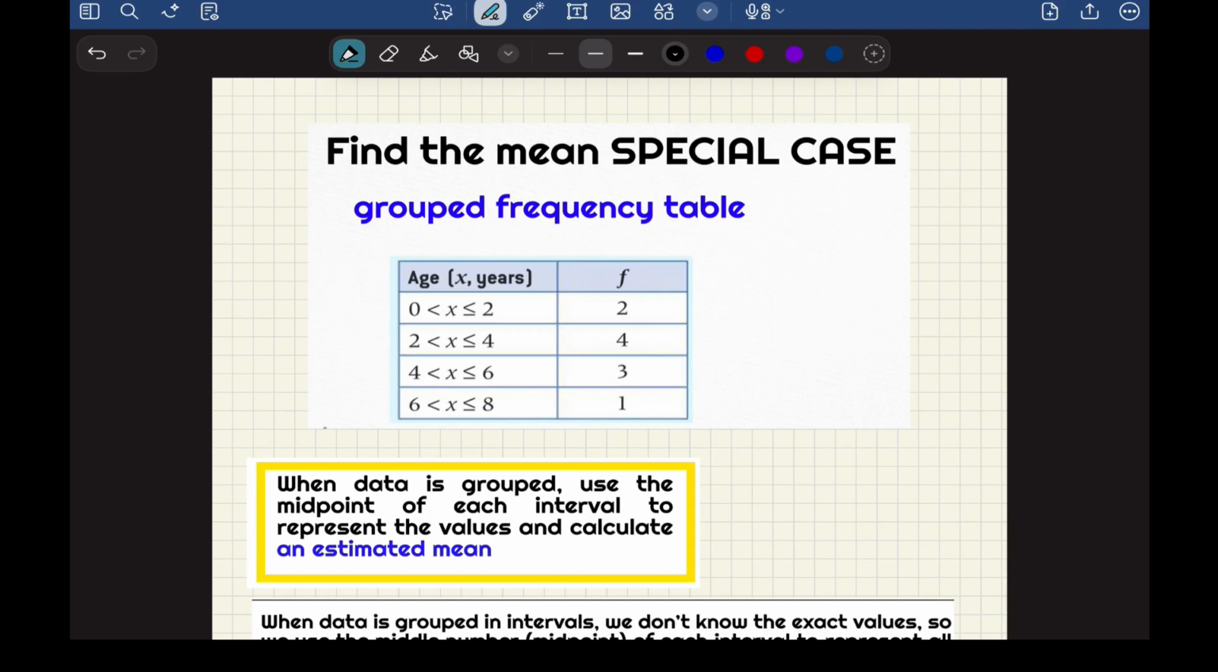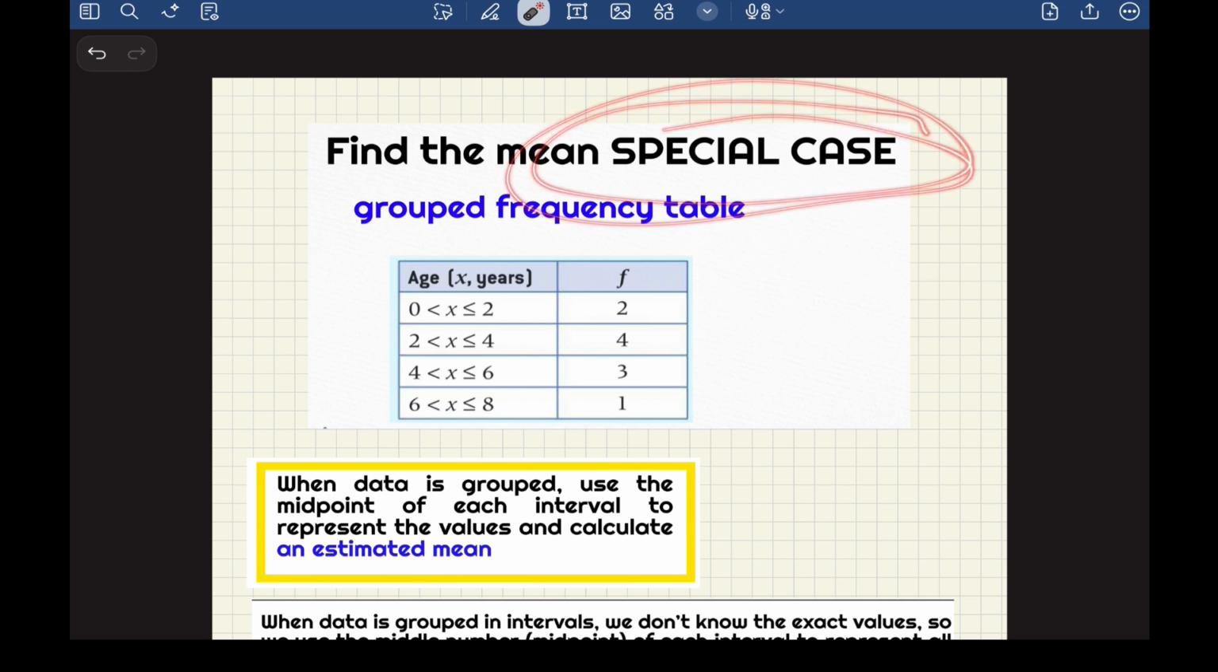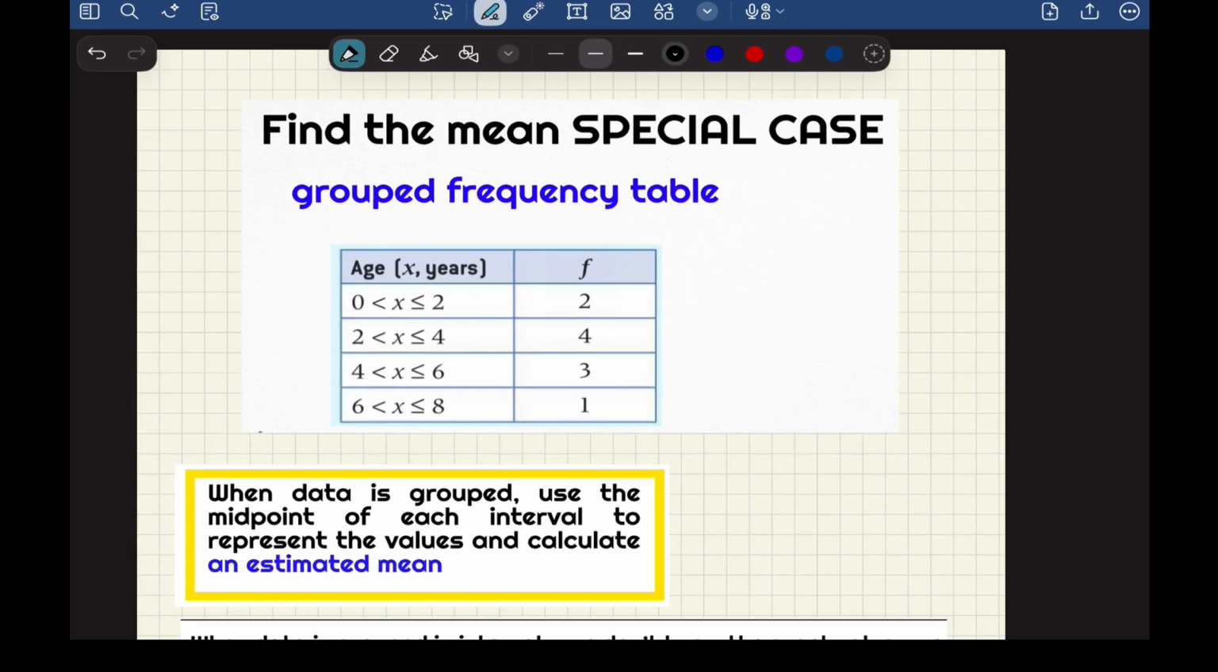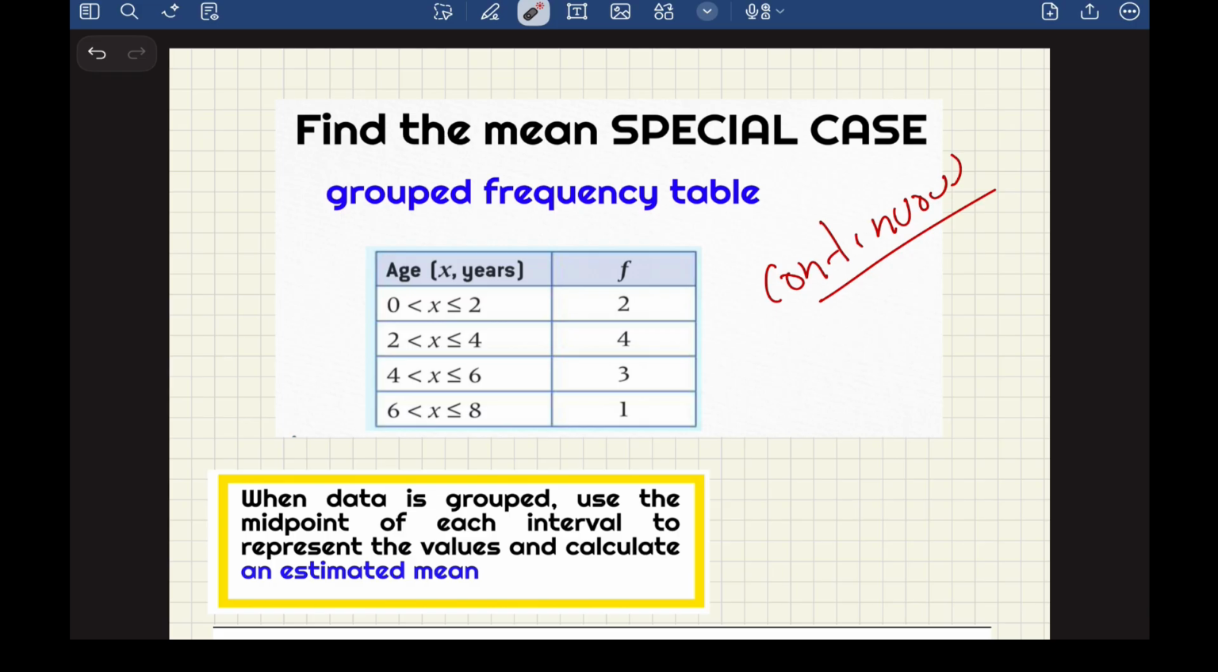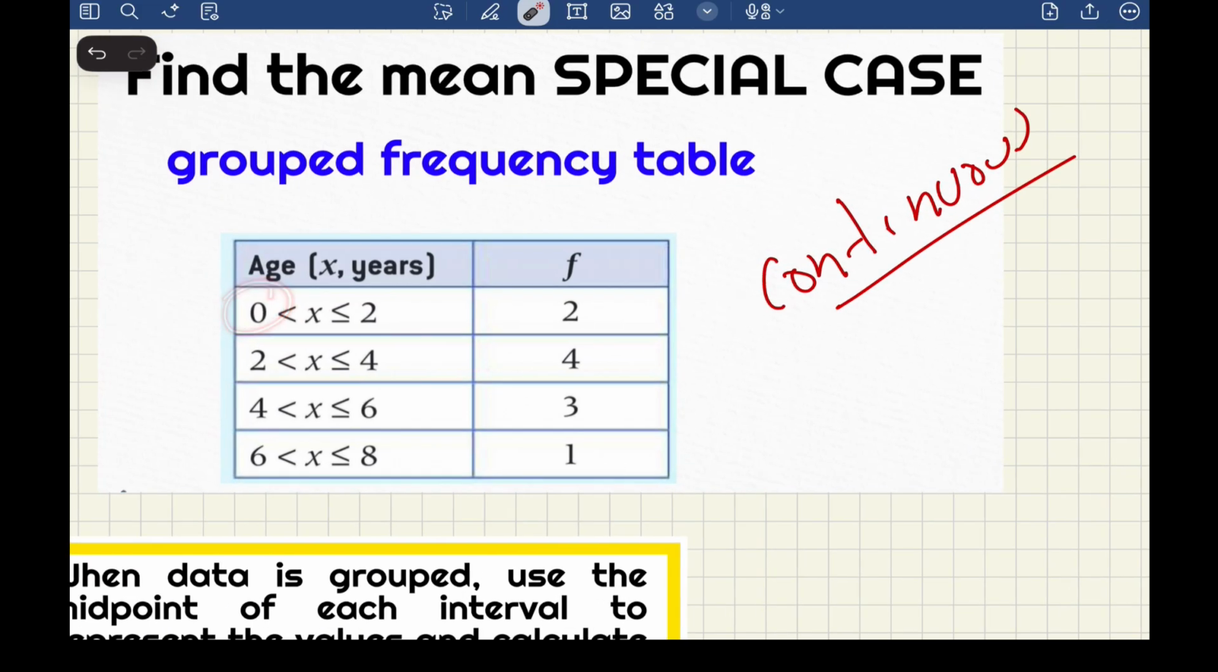Continue with the mean. We have a special case. You need to be very, very careful with this special case. This is only when we have a grouped frequency table, basically when we have continuous data. Remember, continuous is something that we can measure. What is the problem here? If we want to use the same formula, we cannot use it because remember we have intervals. So we have this interval between 0 and 2.